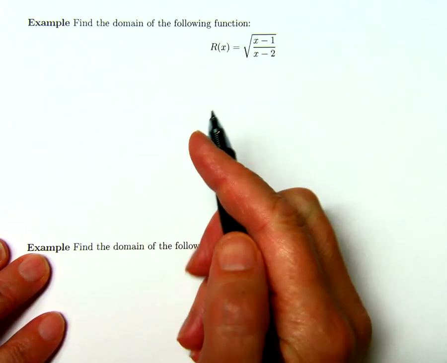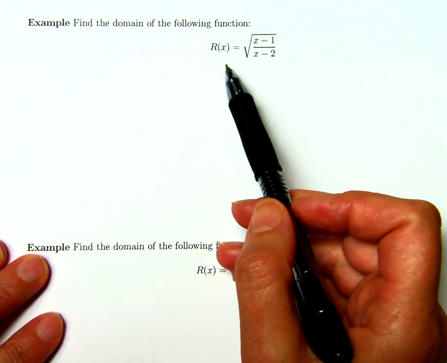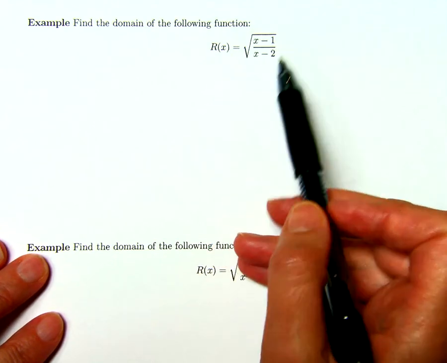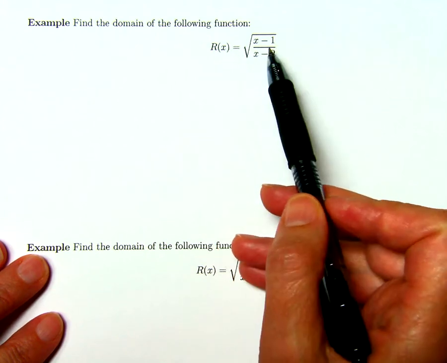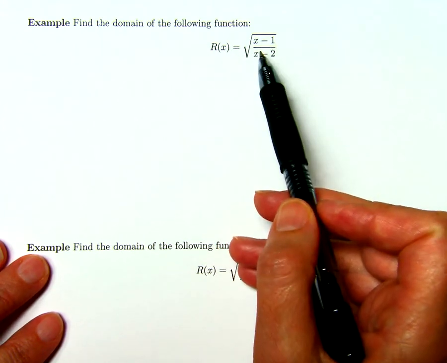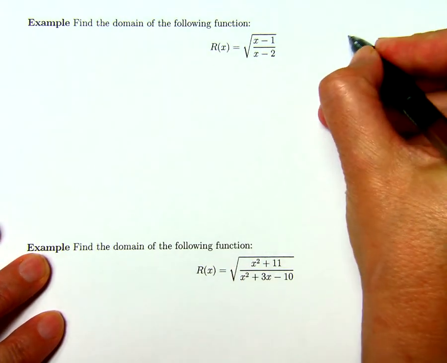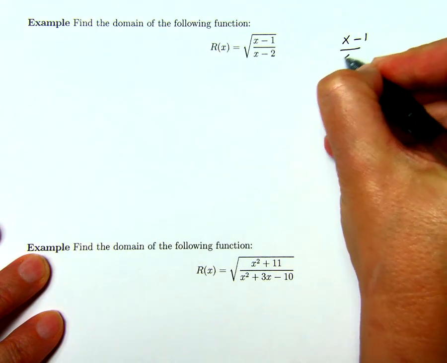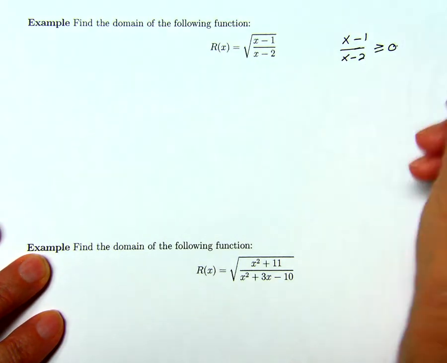We'd like to find the domain of this function r of x, and we have a couple of things to watch out for. The domain is all x values which make sense in the formula. And in order for the formula to make sense, we must have (x minus 1) over (x minus 2) defined and greater than or equal to 0.